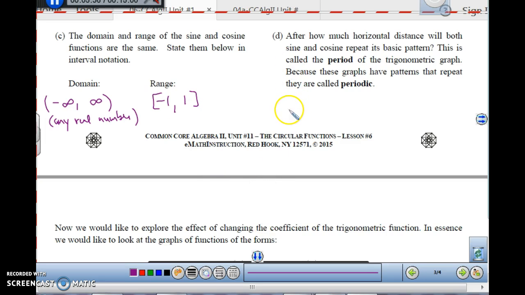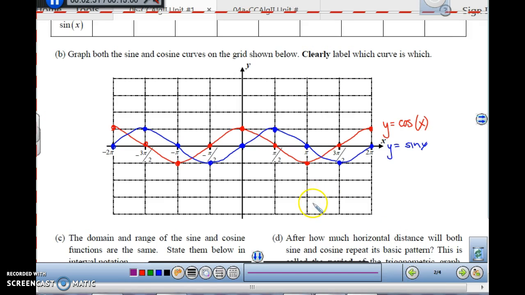All right, letter D. After how much horizontal distance will both sine and cosine repeat its basic pattern? This is called the period of the trigonometric graph. Because these graphs have patterns that repeat, they are called periodic. Okay, so let's look at this graph. We start at 0. For sine, it goes from 0 to 1 to 0 to negative 1, then back to 0, and then it's going to start repeating again.